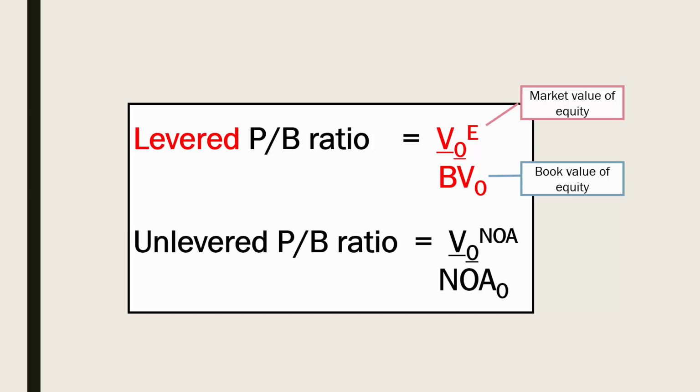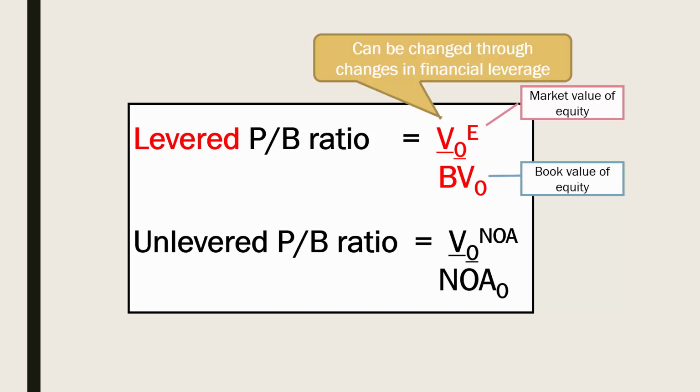The levered price-to-book ratio is the relationship between the market value of equity and the book value of equity. We know a firm's levered price-to-book ratio can be changed through changes in financial leverage. It is in part determined by how a firm's operations are financed.